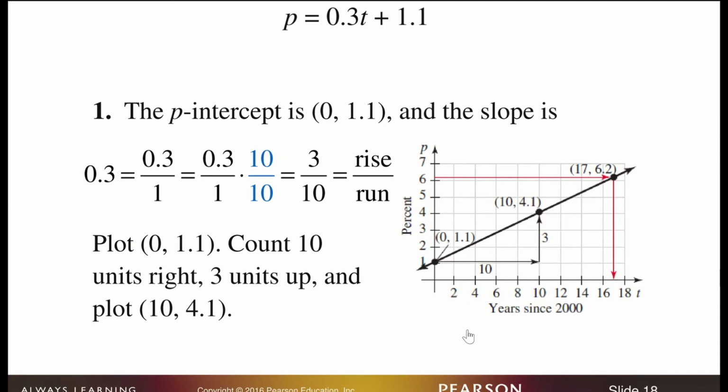Notice it's not drawn to scale, right? The grid on the horizontal side is going to be 2 units per tick mark, whereas the vertical grid is only 1 unit per tick mark. Keep that in mind as you do these graphs.